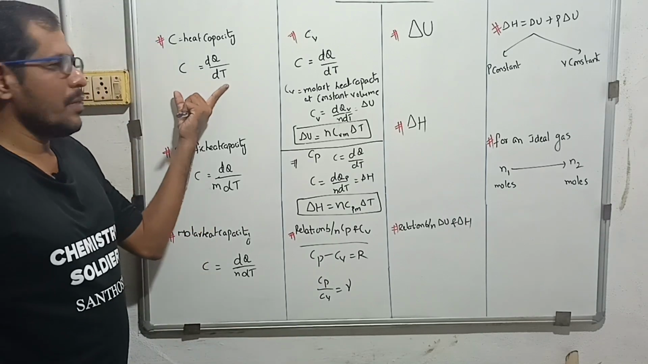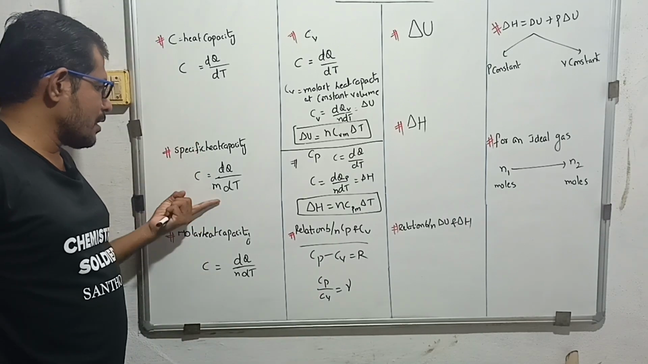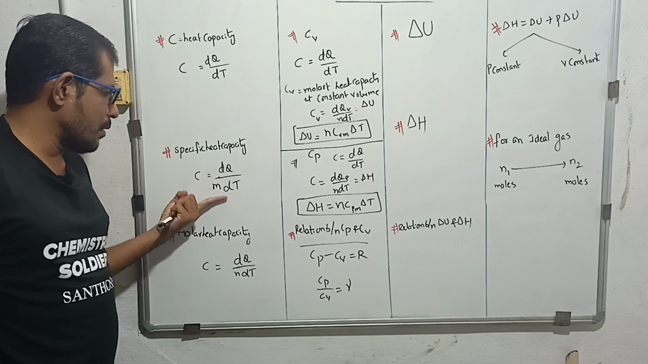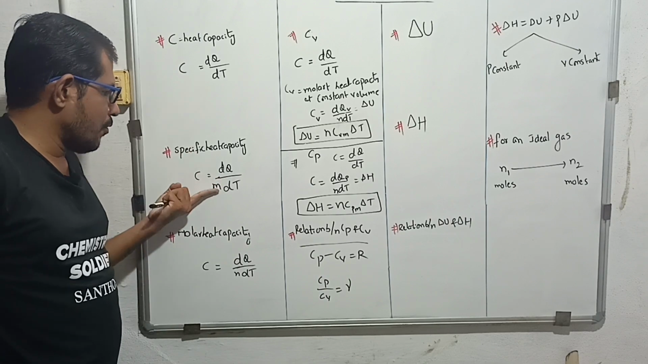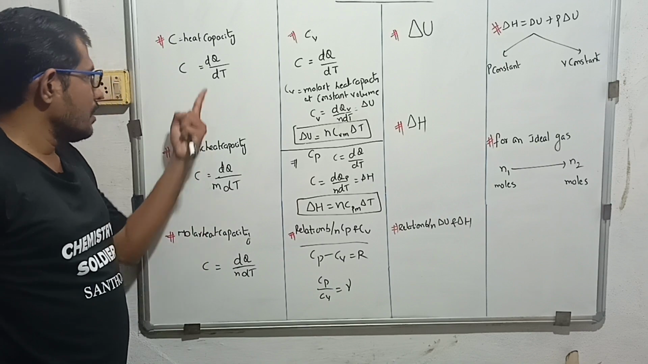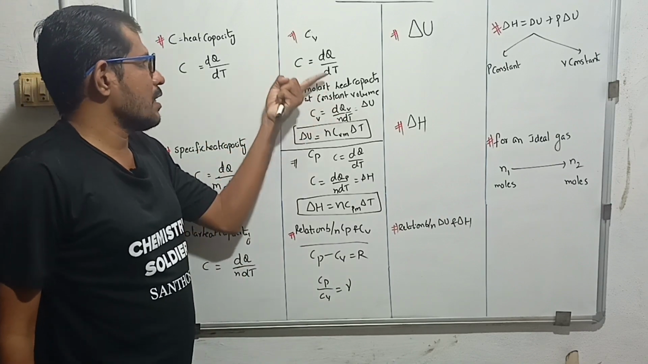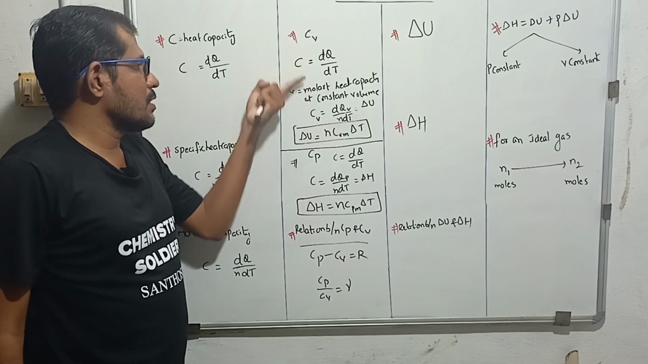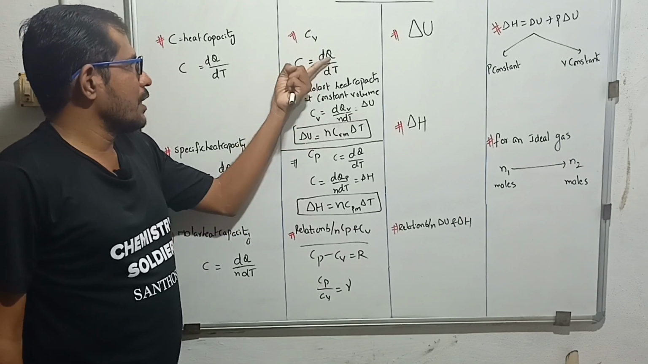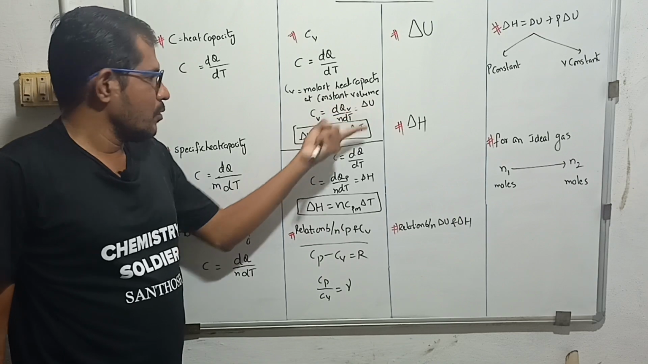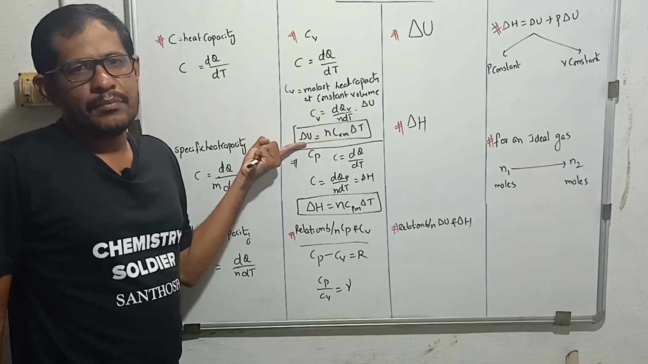C equal to dq by dt. For specific heat, grams will come, that's why C equal to dq by m dt. We are just putting m over here. For molar heat capacity at constant volume, in place of C we put Cv, and dqv is nothing but delta U. So delta U equals n CVM delta T.